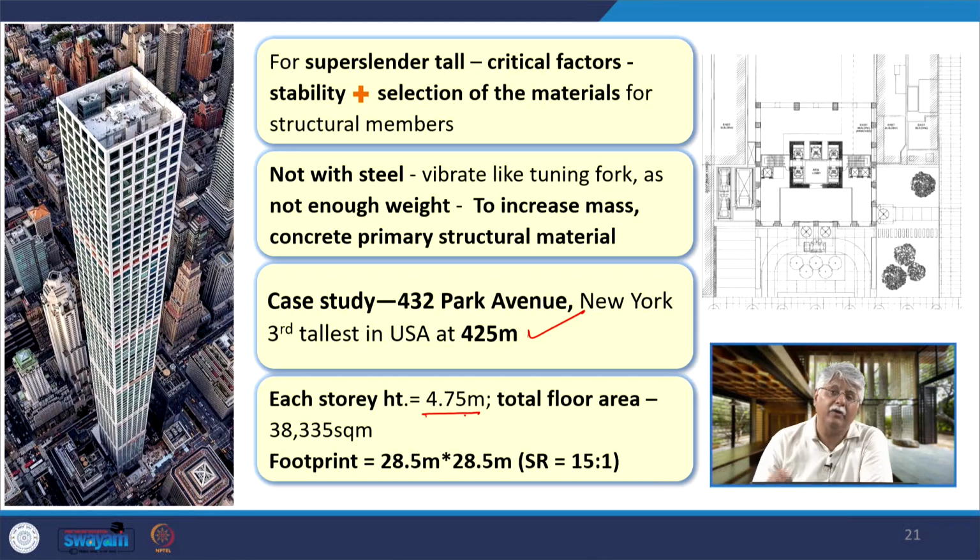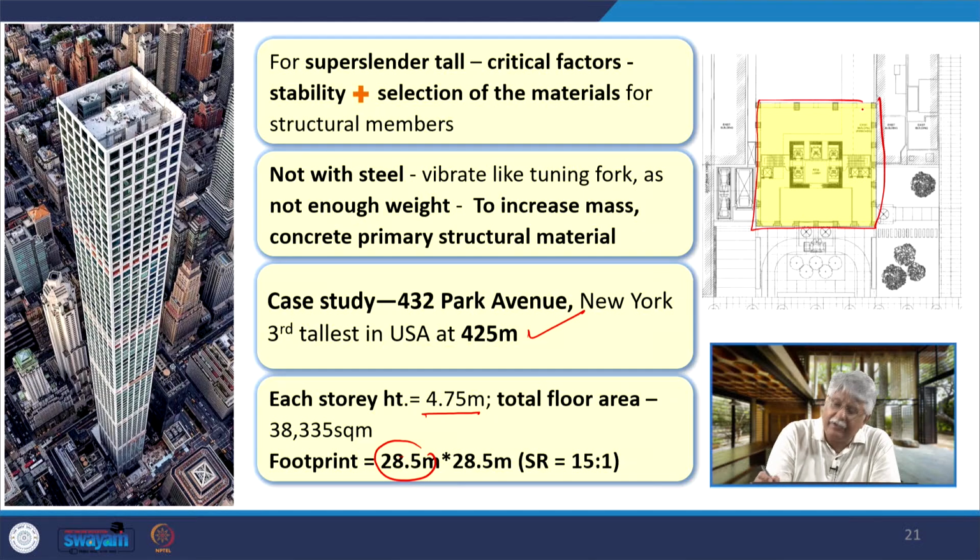The total floor area of the building is in excess of 38,000 square meters, and the footprint of the building happens to be 28.5 by 28.5 meters, and the height is 15 times 28.5 meters. So, this is the outer perimeter of the building, the outer perimeter tube. This is a tube in tube, and there is an outer perimeter tube, and then there is the tube of the core inside it.